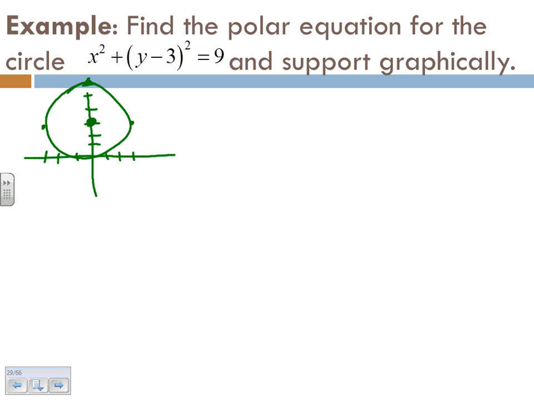Now let's convert this to polar. If I'm seeing an x squared, what do I need to go with it? A y squared, because x squared plus y squared is going to give you r squared. So what do you think we should do here? FOIL. Go ahead and FOIL.